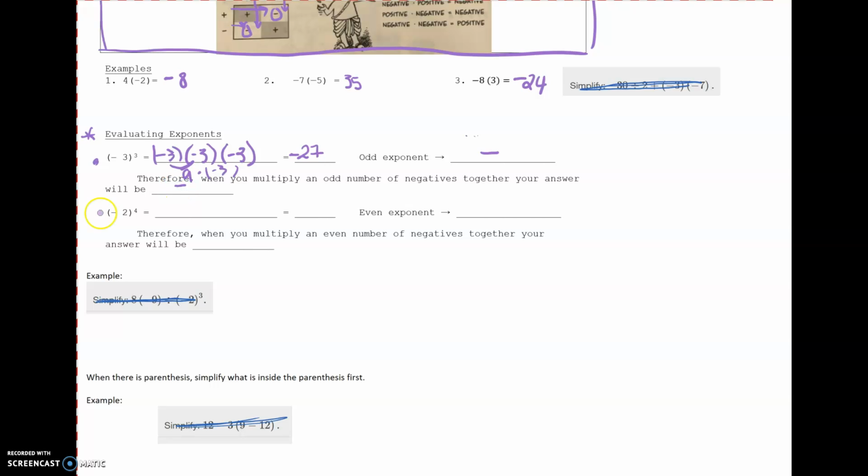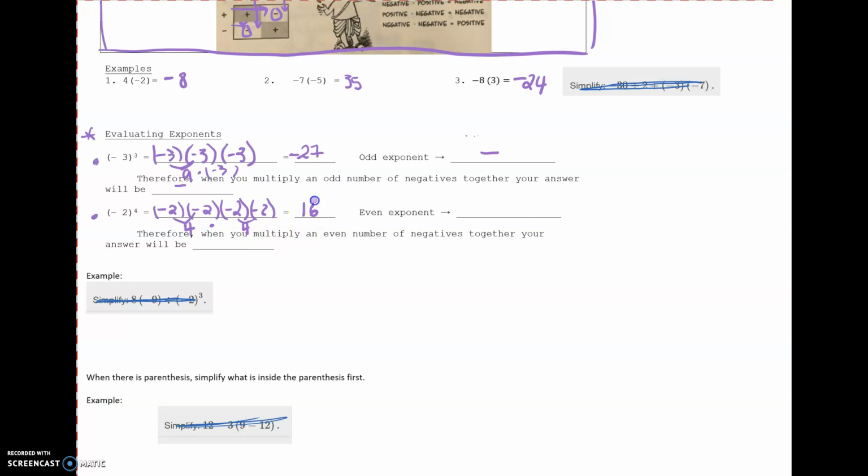Now, the next example, notice I have negative 2, and I'm multiplying it 4 times because my exponent is 4, which is, by the way, even. So just like I did before, I'm actually going to multiply these two together. So negative times a negative is a positive. 2 times 2 is 4. And then same thing here, I can actually multiply these next two together and I'm going to get the same answer, which is 4. And if I multiply 4 and 4, I get 16.